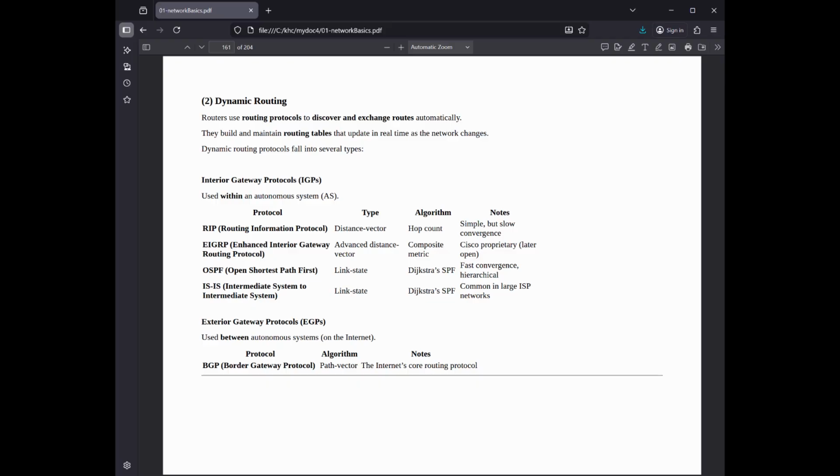Importance and benefits. Scalability, allows networks to grow by automatically discovering new segments. Resilience, if one path fails, dynamic routing automatically finds an alternative to prevent downtime. Efficiency, optimizes traffic by selecting paths based on bandwidth, delay, or cost metrics. Quality of service, QoS. Modern routers can prioritize latency-sensitive data like voice calls, VoIP, or video streaming.